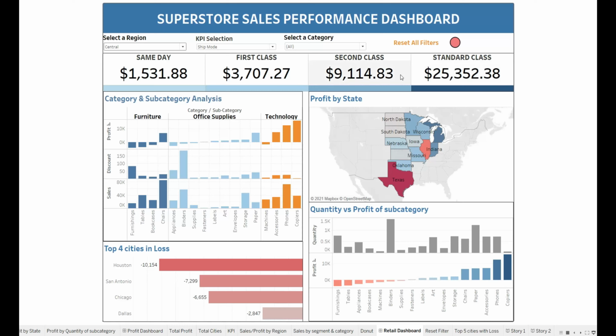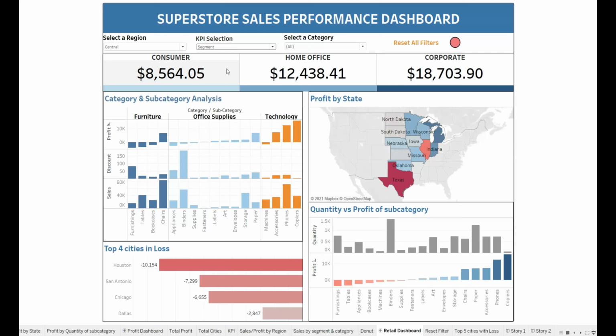Now coming towards the segment filter, we can see that the highest profit is for the corporate segment, whereas the lowest profit is for the consumer segment. There is not much difference in the profit amongst all the segments, so I would keep the same.